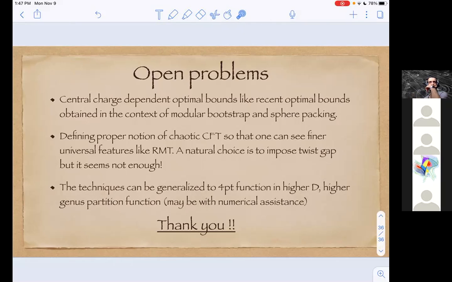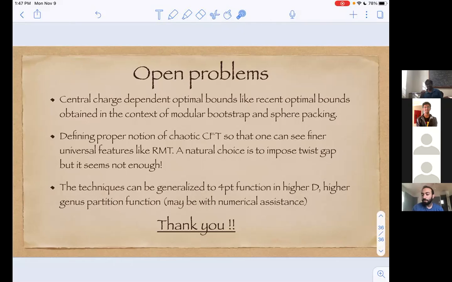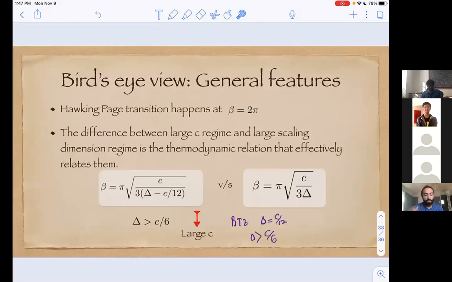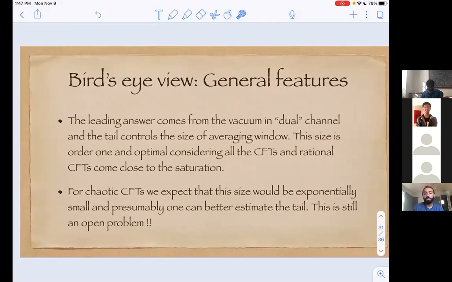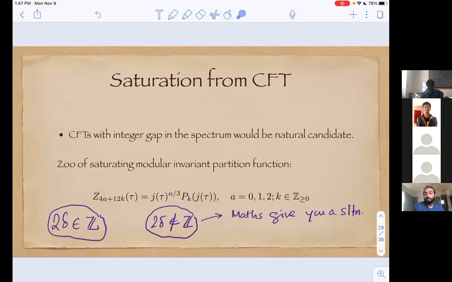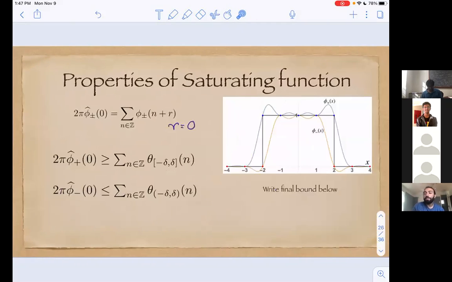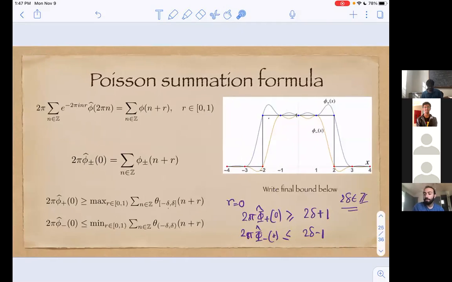C is always infinity, right? C goes to infinity, and by lambda you mean this cutoff, right? Yes. So lambda is always an order one number. So all the recurrences have gone away, right? Yeah, I see. All right.